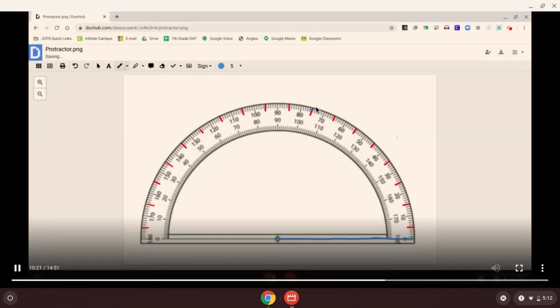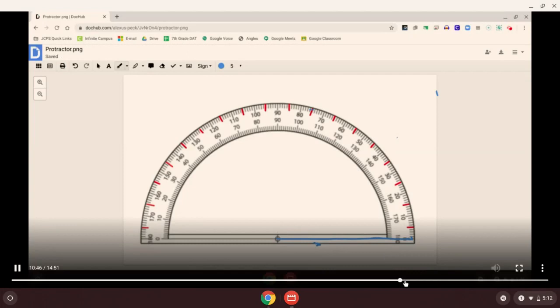And I've drawn a line from 0 to my center. So 0 is here and my center is here. And then we have to draw a line from our center to 75 degrees. So you'll see me write that as well. And it will make a 75-degree angle.